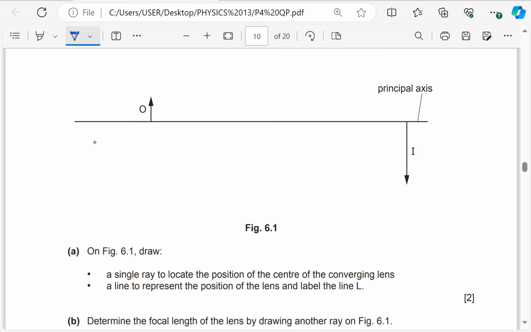Remember, there is a ray which goes through the optical center, and this ray does not undergo deviation. So I'll just draw from the top of the object to the top of the image, and this ray undergoes no deviation. So this ray must be passing through the optical center. Okay, so that is the ray. They said draw a single ray to locate the position of the center of the converging lens. So this is the ray. It does not undergo deviation.